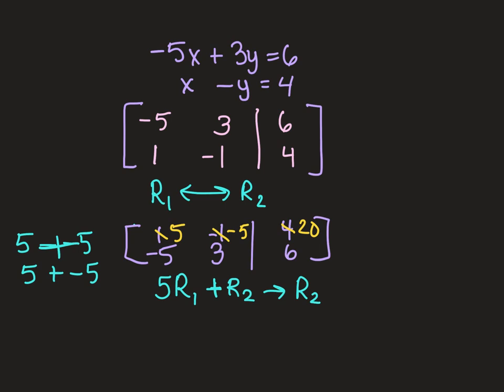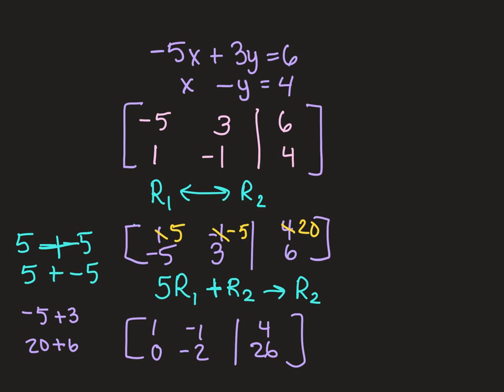So here I go. I'm going to draw my brackets. 5 plus negative 5 is 0. Negative 5 plus 3 is negative 2. 20 plus 6 is 26. That became my new row 2. Row 1 didn't change. 1, negative 1, and 4 stays the original 1, negative 1, and 4.